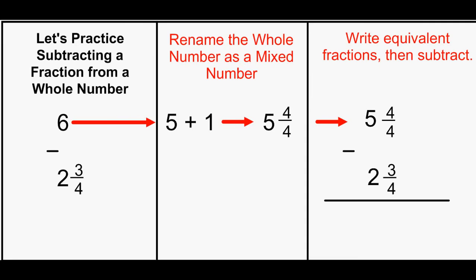Let's now subtract our fractions. 4 minus 3 is 1. Our denominator is 4. And the whole numbers, 5 minus 2 is 3. So our answer is 3 and 1/4.